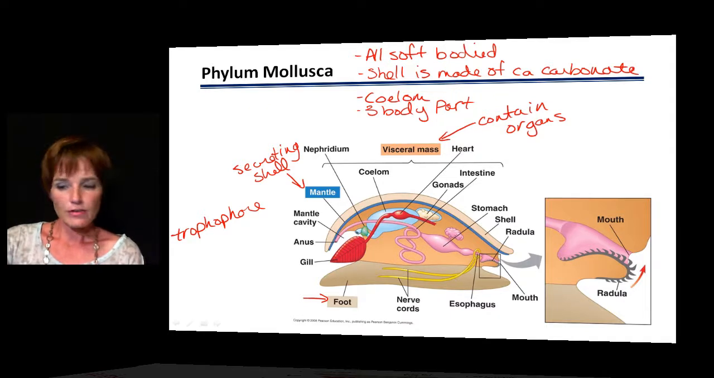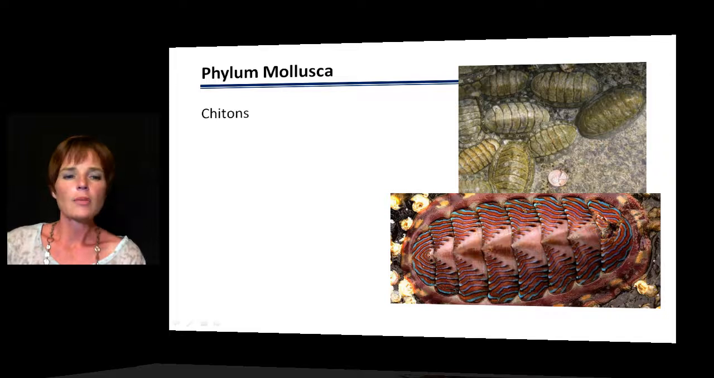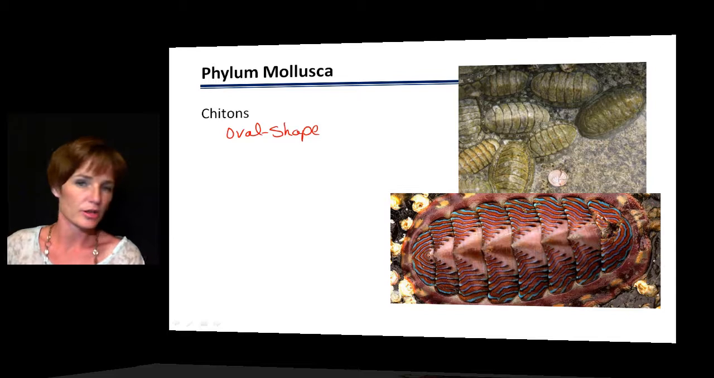If we take a look at 4 of the clades in this phylum, and there's a total of 7 to 8 clades total here, chitons is going to be the first one that we look at. This is one that perhaps you're not as familiar with. The chitons, these have an oval shape to them, and they have quite a different structure compared to the other mollusks that we tend to think about.